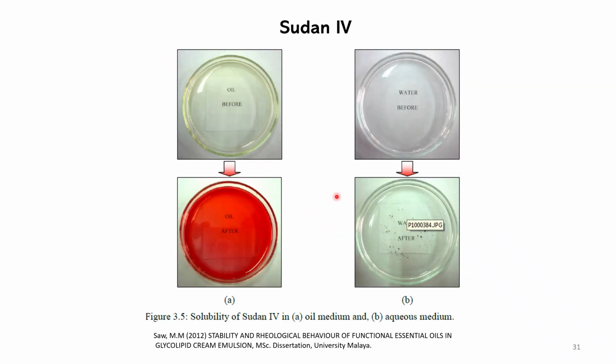This test was conducted by a student. She used Sudan 4, and first of all, she tested what type of properties this dye has. Therefore, she sprinkled the Sudan in oil and also in water. So this is the outcome when the Sudan is present in the oil phase. On the other hand, when you have the Sudan in the water phase.